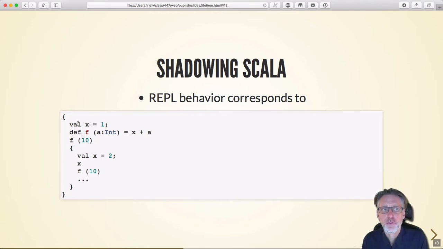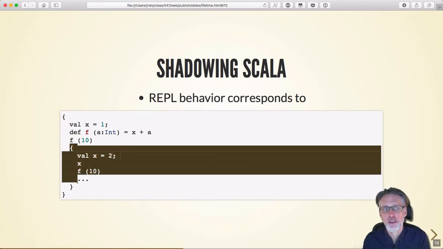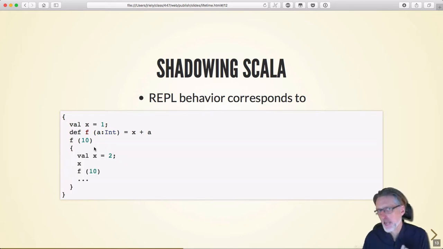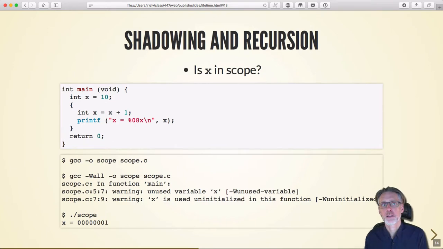So this behavior of the REPL, what happens in the REPL is every time you declare a new thing, you're essentially opening a new scope. That's the right way to think about it. And that new scope then has the new variable. So you're continuously opening new scopes.